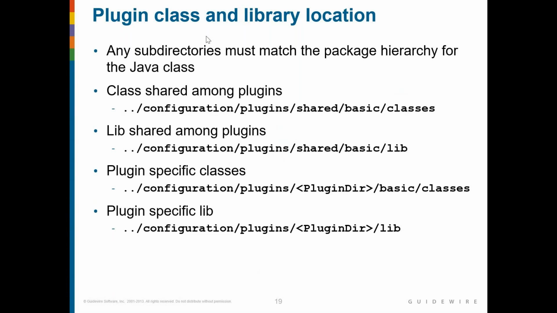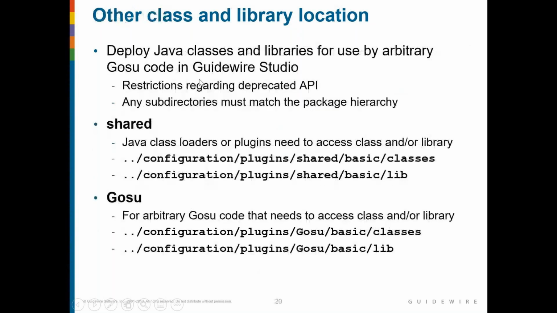Plugin classes, these packages they have given. So this will be configuration plugin shared basic classes in all these file paths. The files will be placed in lib shared plugin, like shared basic lib, and plugin specific classes will be here. These are the different file paths out of the box, how the packages are maintained in Java. Other classes similarly they have given. These are the basic classes, basic libraries. Gosu also, Gosu basic classes, Gosu basic libraries, all out of the box, shared and Gosu.